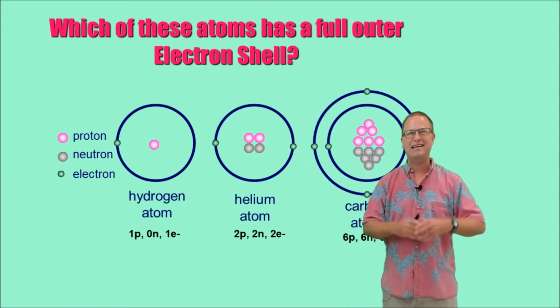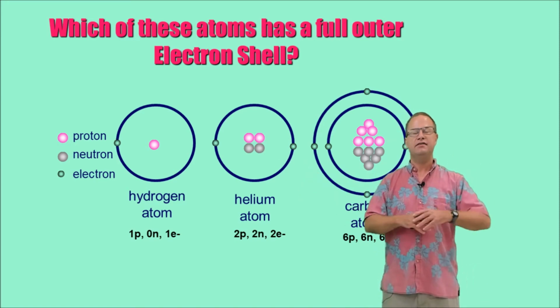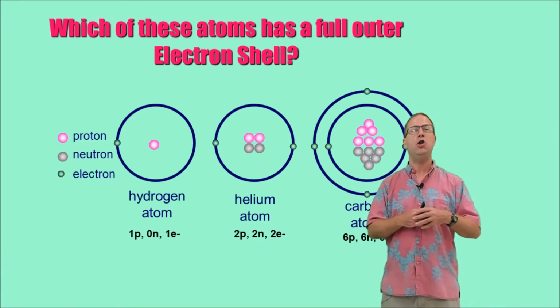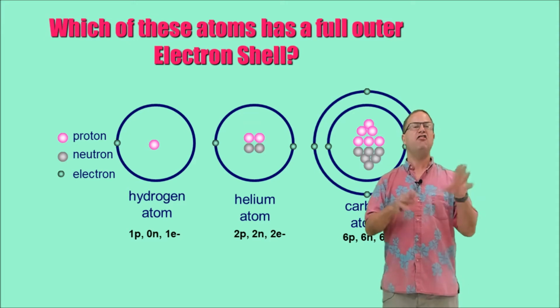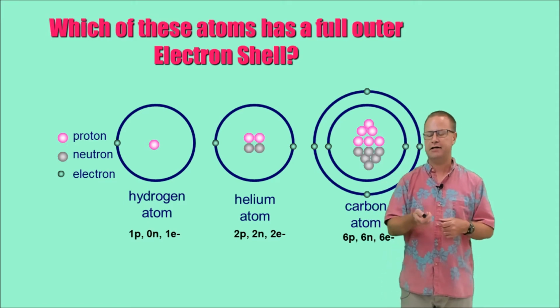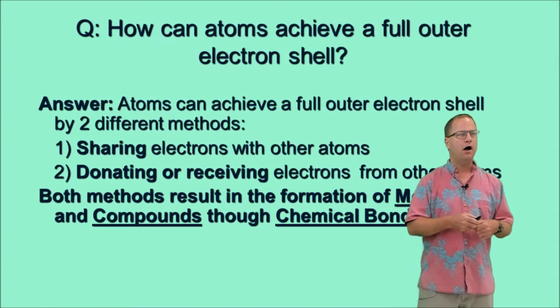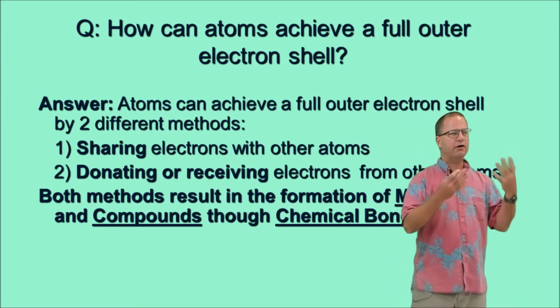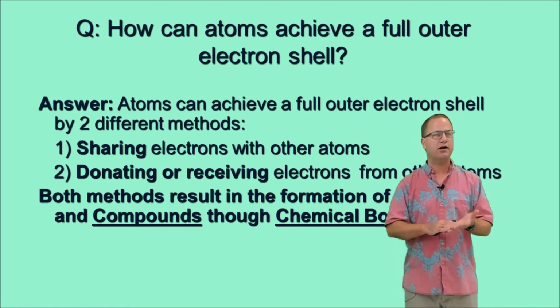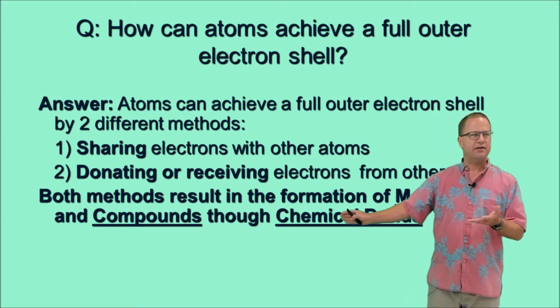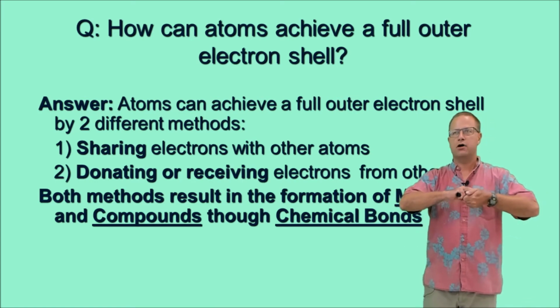And because it's happy, it's stable. And what this means is that helium does not readily form compounds with other elements or other atoms. It's what we call a noble gas. It's very snooty, and it is not associated with other types of elements or compounds. That's why it's very hard to get it to form compounds with other elements. Okay, so atoms want to achieve a full outer electron shell to become stable. How can we do that? Well, there's 2 different methods. We can share electrons, as in covalent bonding, or we could donate or receive electrons, as in ionic bonding. Either way, we're going to get the formation of chemical bonds, which will link 2 atoms together.